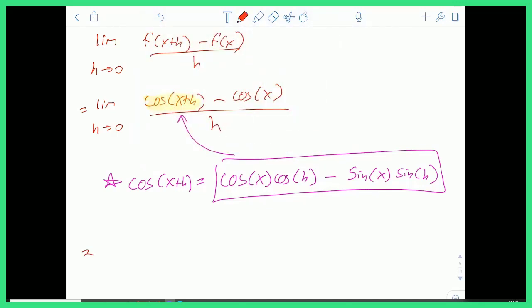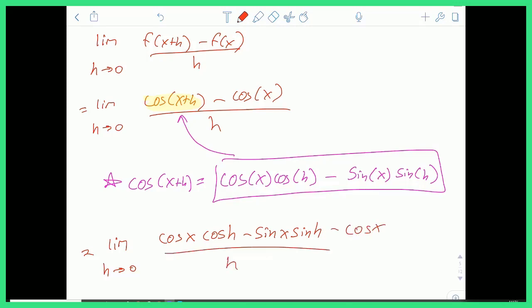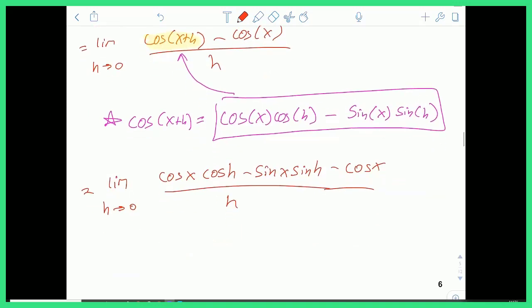So let's rewrite. This is going to equal the limit as h approaches 0 of cosine x, I'm going to get rid of the parentheses just for the sake of not having to write them all the time, cosine h minus sine x sine h, minus the cosine x that's in the second piece, all divided by h. Now, I do notice that this term right here, cosine x cosine h, and this term right here, negative cosine x, they both contain a cosine x.